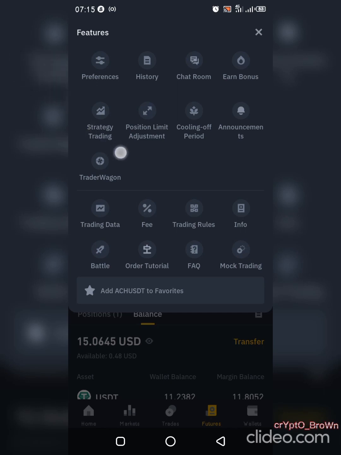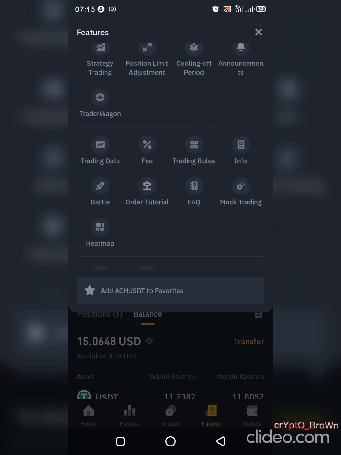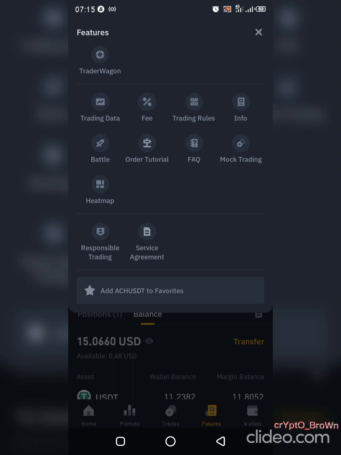The strategy trading gives you the opportunity to automatically trade without having stress, or maybe coming there manually to look for positions or do analysis and all. Position limit adjustment, cooling off, announcement, and trader wagon. It's actually a third-party program. You can join them if you want. Trading data, fee, trading rules, information, battle, tutorial, frequently asked questions, mock trading, heat map, responsible trading, and service agreement. When you're a newcomer, make sure that you use the mock trading.